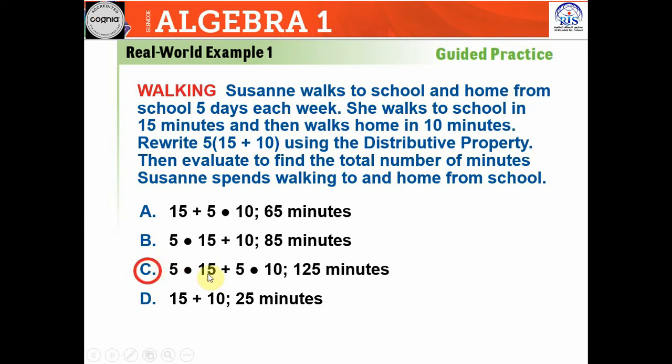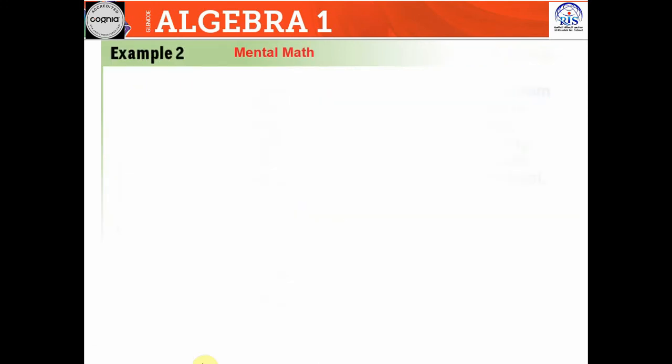Here we have 5 times 15 plus 5 times 10. The answer is 125 minutes. Because of course here I distribute multiplication over addition. 5 times 15, this one, plus 5 times 10, this one.